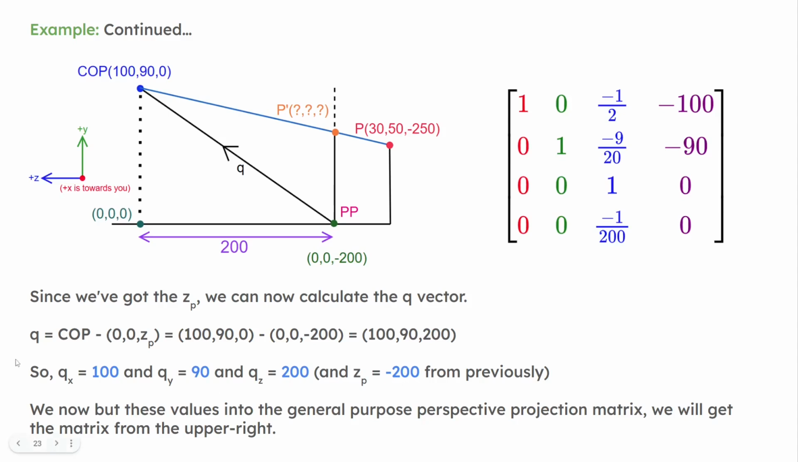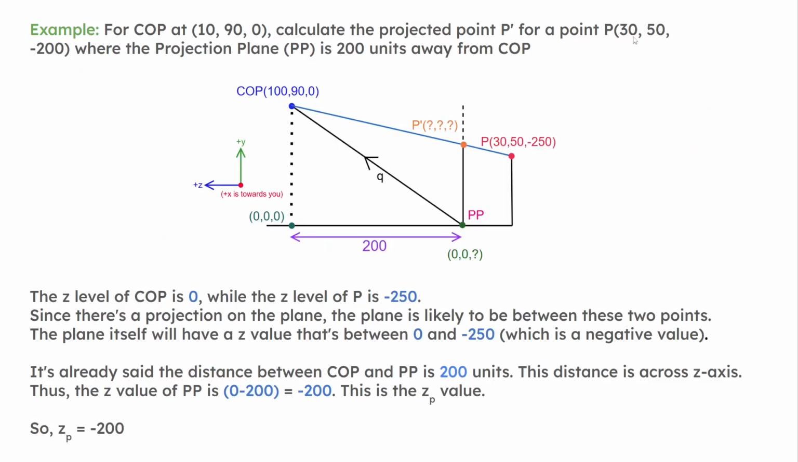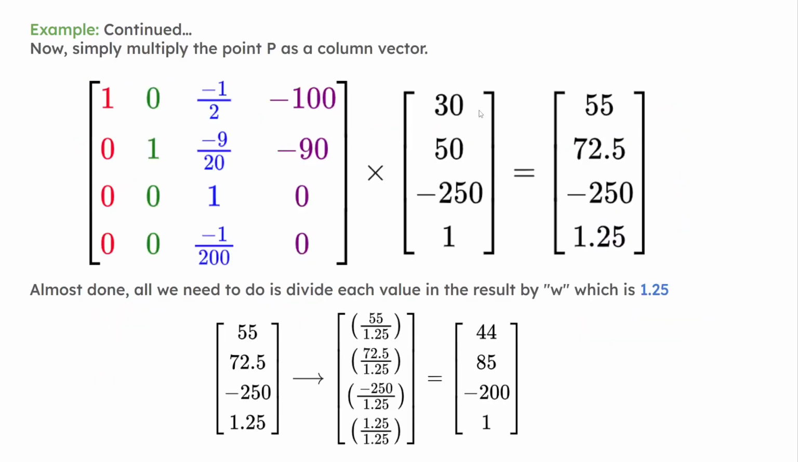So we already know these four values needed to build our matrix, right? We can now apply these four values to our matrix formula, and we will end up with this matrix. We have already got our matrix, and our target point was 30, 50, and -250. We need to mount this target point into a column vector. So we have mounted this point into a column vector, which is 30, 50, -250, and 1. Since this is a homogeneous coordinate system, we multiplied these two, and we got this column vector.